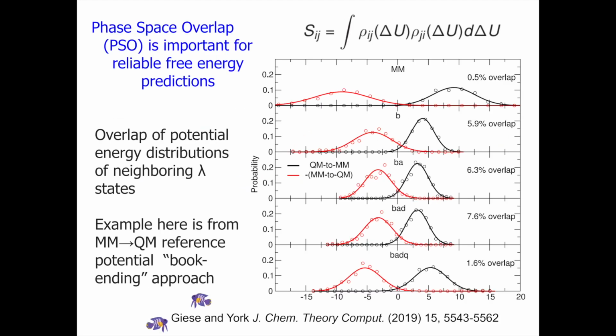Related to problems with alchemical transformations, I want to bring up something that's going to come up later called phase-space overlap. Phase-space overlap is important for the stability of the averages that you need to compute when making a free energy prediction. If you don't have good phase-space overlap, you won't have a reliable estimate of the averages that are needed.